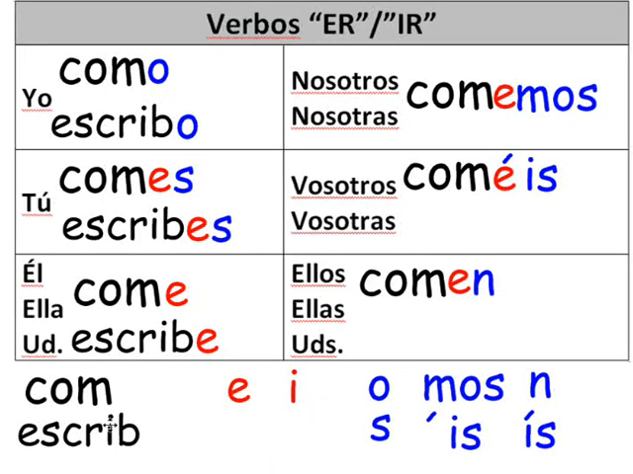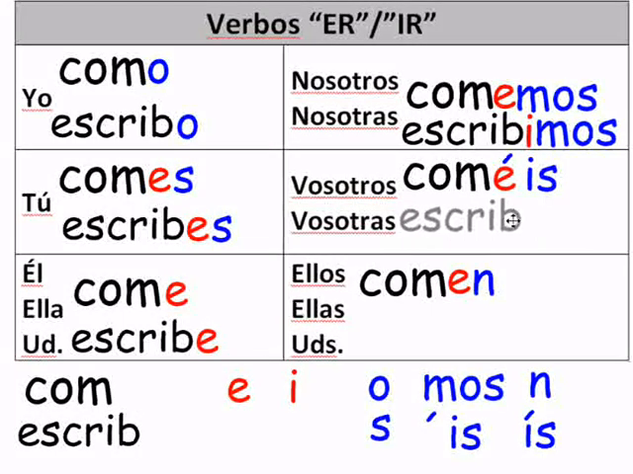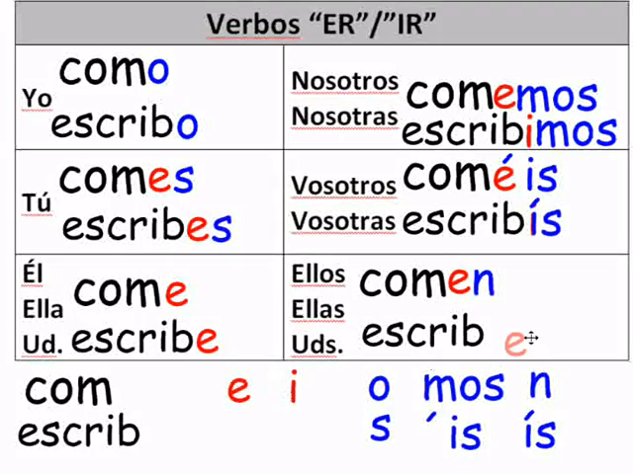But nosotros and vosotros are different in this case, like they are in a lot of other circumstances. So you have nosotros escribimos. In this case, escribir, the IR verb, does use the I as part of its ending, along with in vosotros and vosotras. Escrib. You could think about having the I there, but then it also does carry an accent. So you have vosotros escribís. Ellos, ellas, ustedes, escrib. This is when we turn back to the pattern of using the letter E. Escriben.